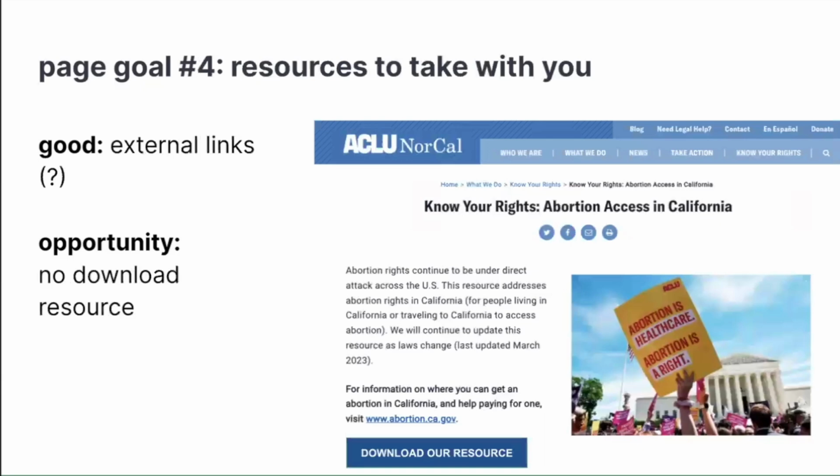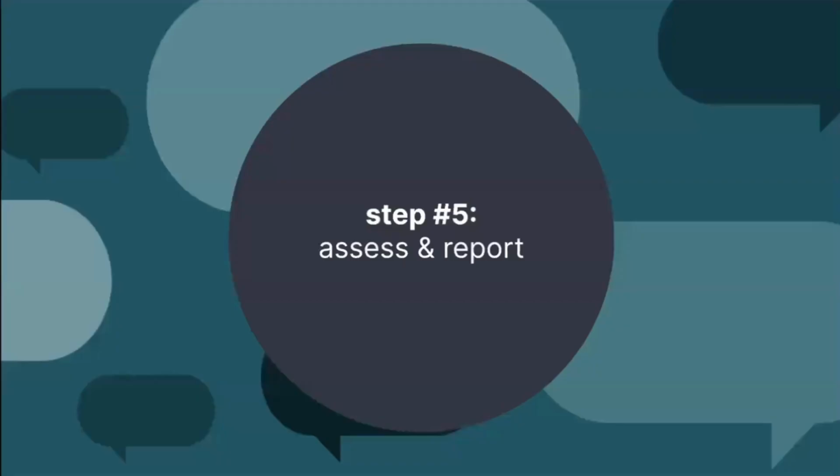And then lastly, we wanted to assess, are there resources on this page that people can take with them, right? The last thing was we noticed there were no downloads, and that was because this download button didn't actually link to a resource. So that's a huge opportunity and one that we think is really important to consider. So that was the process of going through and auditing those 4 page level goals.